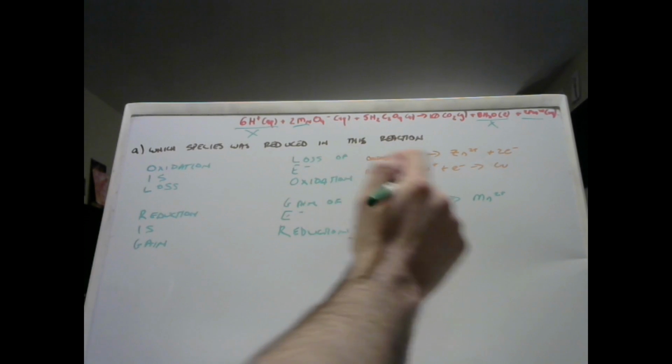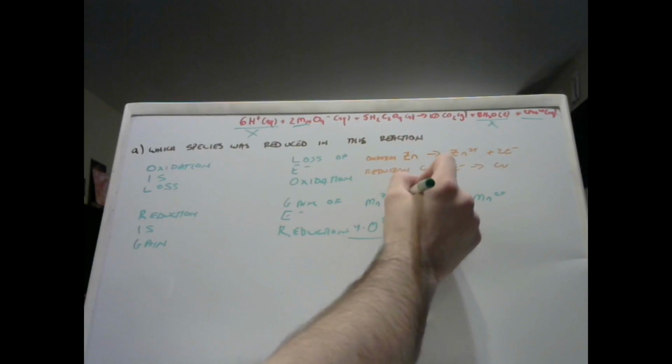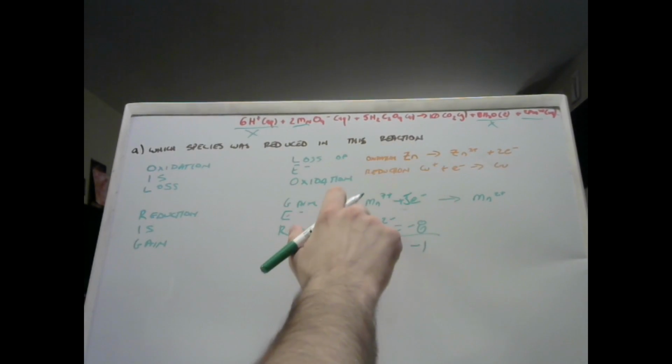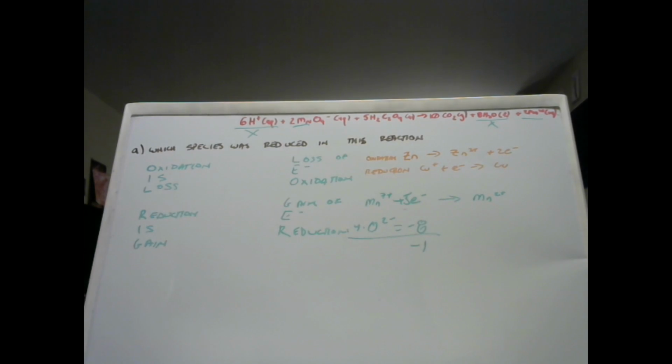Going from 7 to 2, I need to gain 5 electrons, so that my charges balance out. +7 minus 5 gives me +2. So right off the bat, I found it. I found the metal that was going from a larger positive to a smaller positive number. Manganese is the species that is reduced as the oxidation number goes from +7 to +2, indicating a gain, because reduction is gain, of 5 electrons.